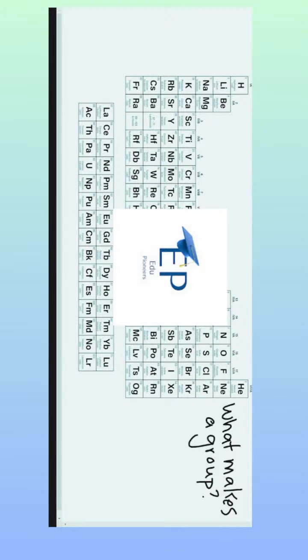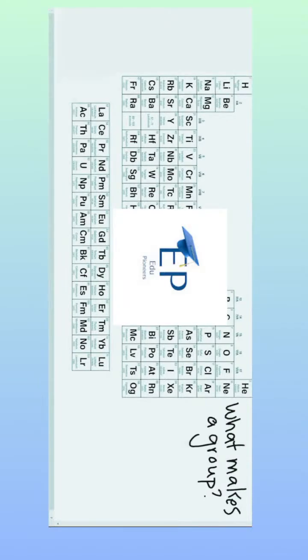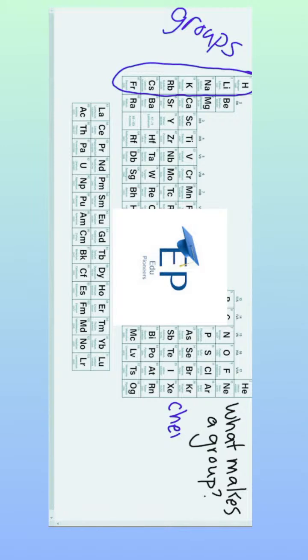Hello. Today, we are going to be talking about groups on the periodic table and kind of why we group different elements the way that we do. So when we're talking about the periodic table, a group is a column. You can see they're all numbered up at the top here, and there are 18 different groups in the periodic table. Now, why are the groups arranged like this? One of the main reasons is chemical reactivity. So elements in the same group are going to react the same way when exposed to similar situations.